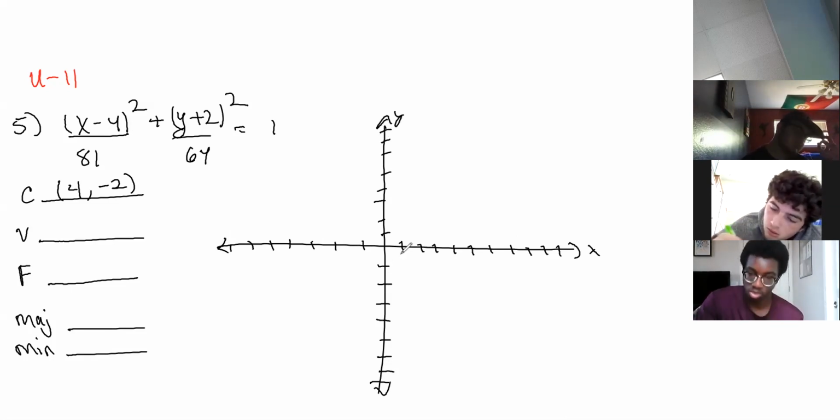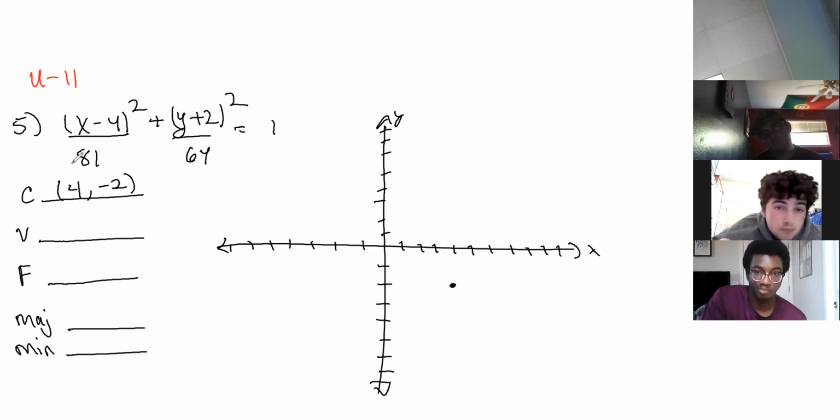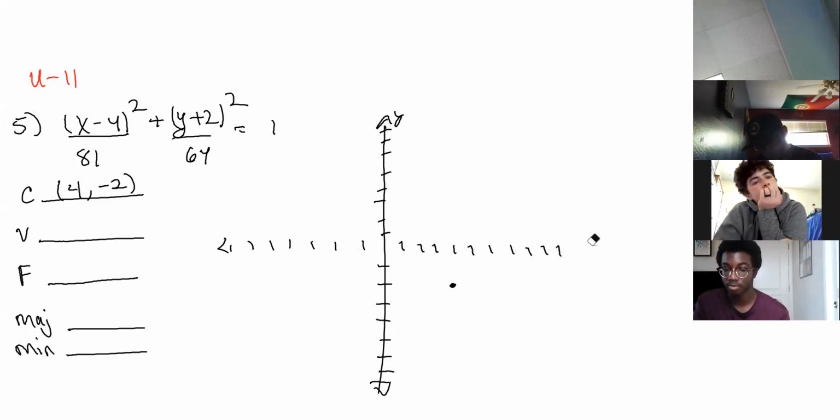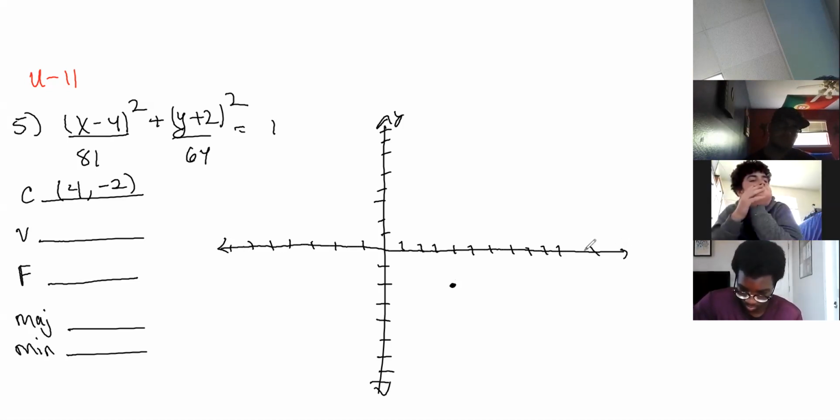Okay, 4, -2, 1, 2, 3, 4, down 2 is my center. Now, the 81 and the 64, tell me how far right and left and how far up and down. How far right and left will I be? How far will I be moving? Anyone?